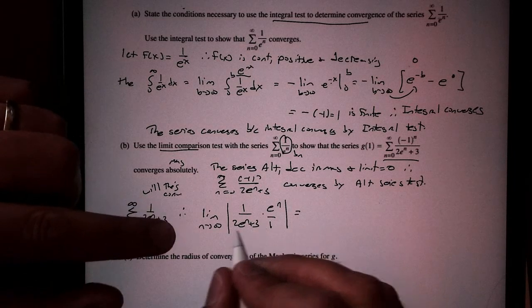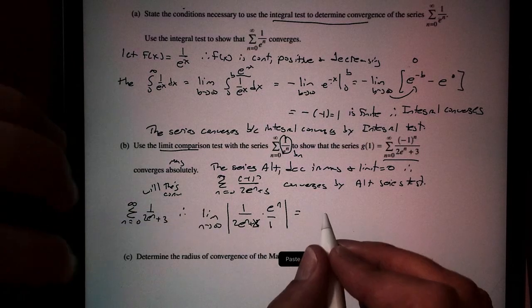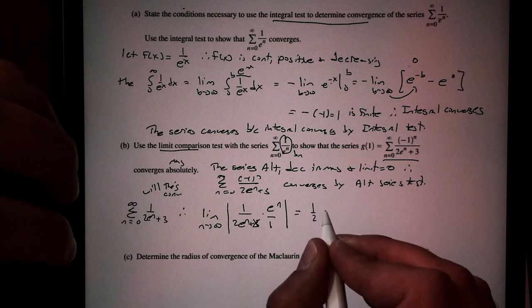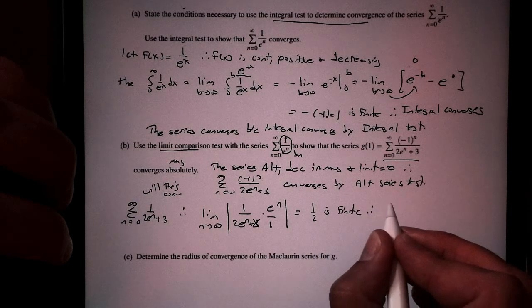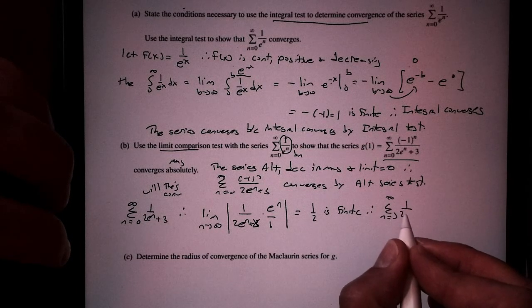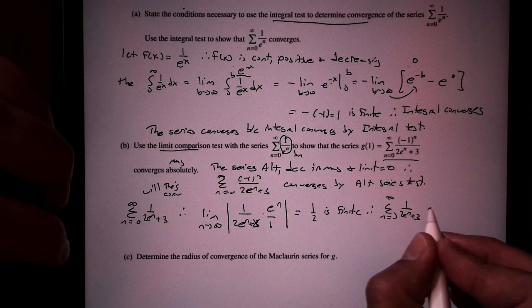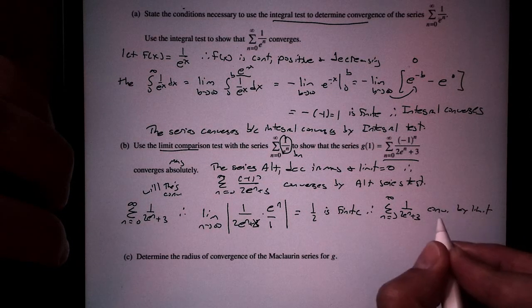And it does. As n goes to infinity, really the 3 doesn't matter much. What I'm really left with is just 1/2. And this is finite. Therefore, I know that the series, as we go from 0 to infinity, of the positives converges by limit comparison.